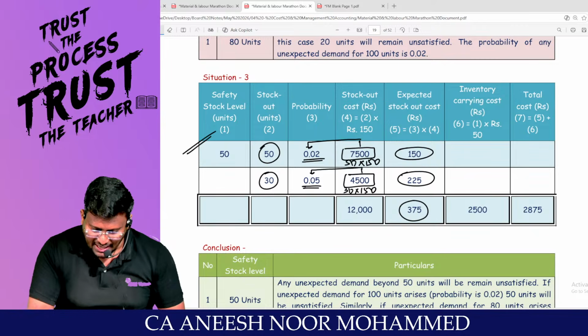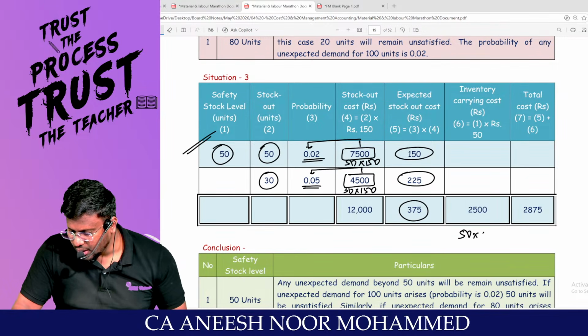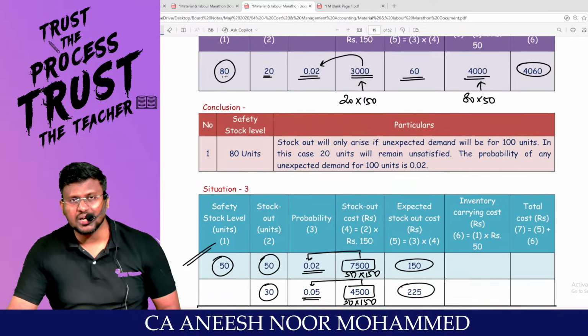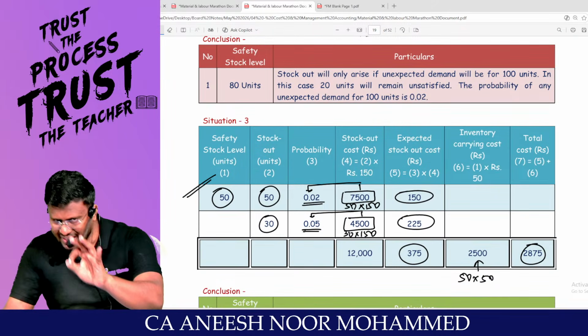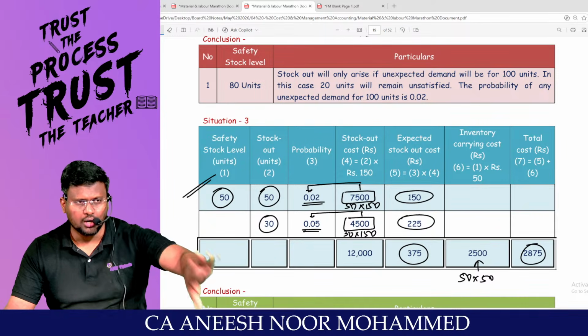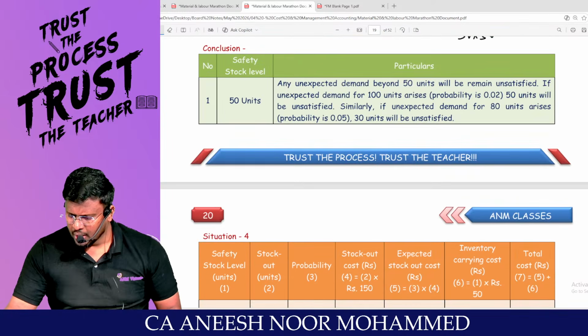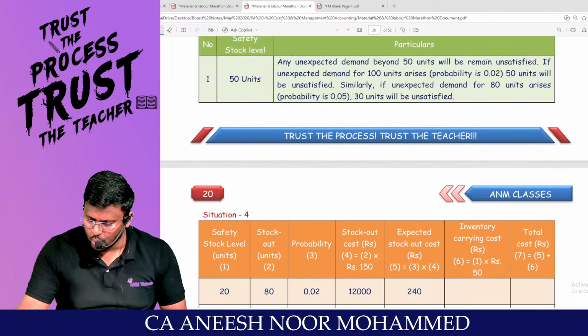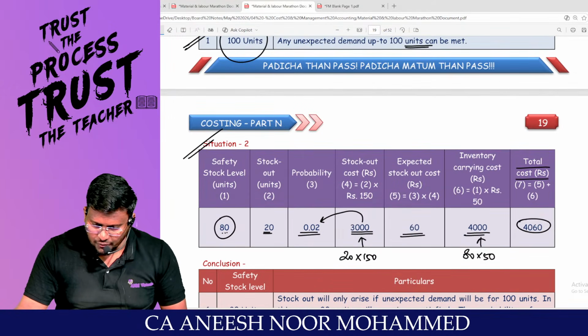But if I am carrying 50 units, 50 into 50 per unit is 2,500, so I should spend totally 2,875. This is the least. So if an unexpected customer comes and a stock out happens also, no problem. 2,875. This is 2,140. The next one I'm not doing. I'm just going to show the answer for you, my dear lovable students.